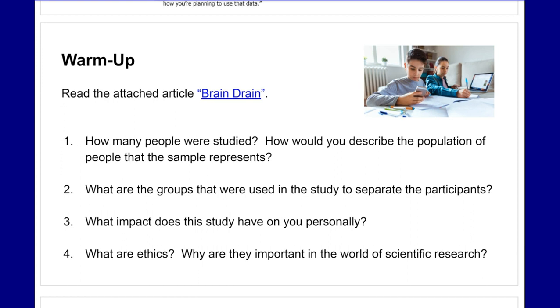How many people were studied? How would you describe the population that the sample represents? What are the groups that are used to study the participants? What impact does this study have on you personally? And think about what ethics are and why they are important in the world of scientific research, because this article is looking at an observation/experiment of students on the effect of phones.